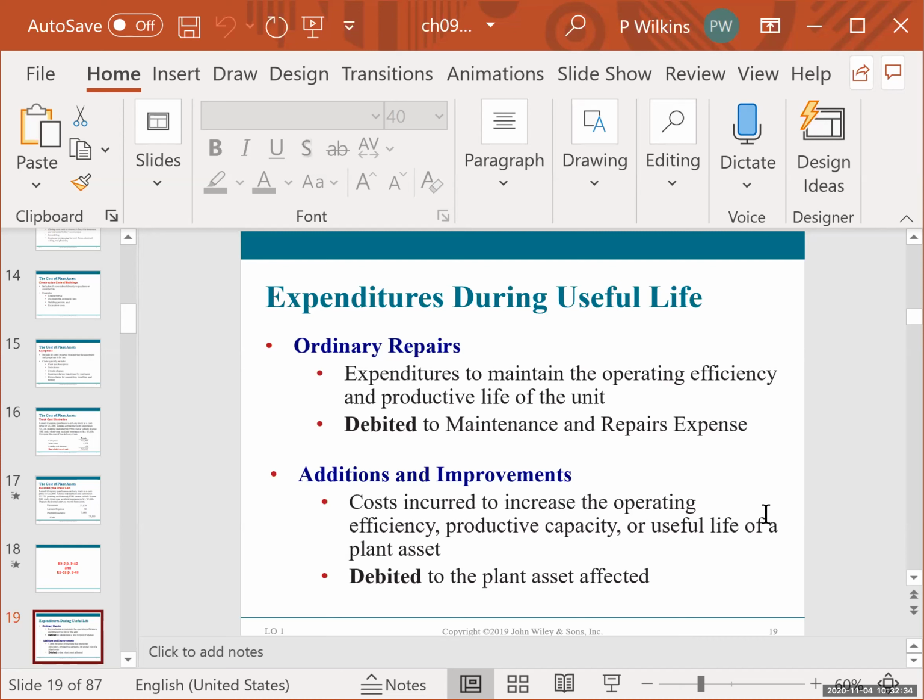So if you had what they call an improvement or an addition to the plant asset, then you would debit the plant asset account. You're not going to see anything like that in the problems here, but that would be what would be done.